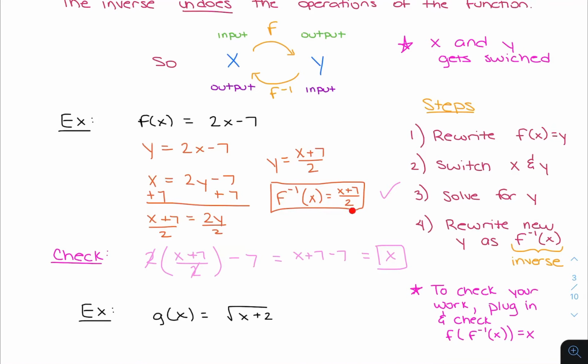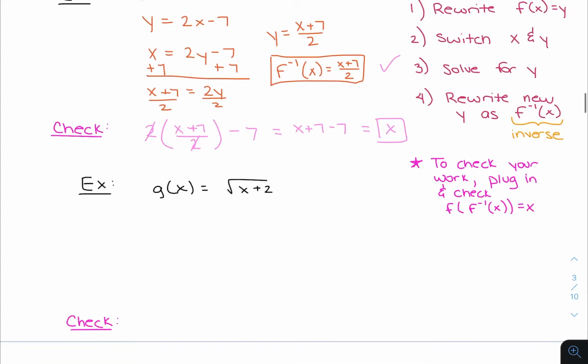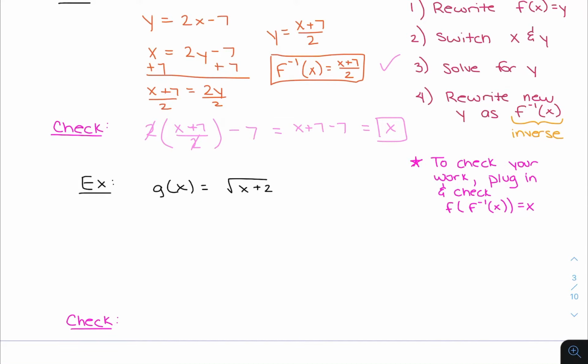Now let's try another one. Our function this time, g of x, is the square root of x plus 2. So we're going to do the exact same thing. Our first step is going to be to change g of x into y, and then we would have to switch our x's and our y's. So if we switch them, we would be left with x equal to the square root of y plus 2. And now let's just solve for y.